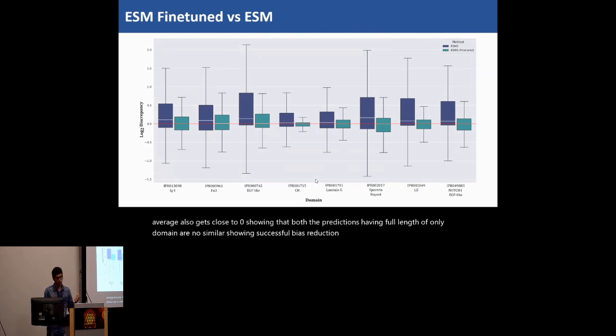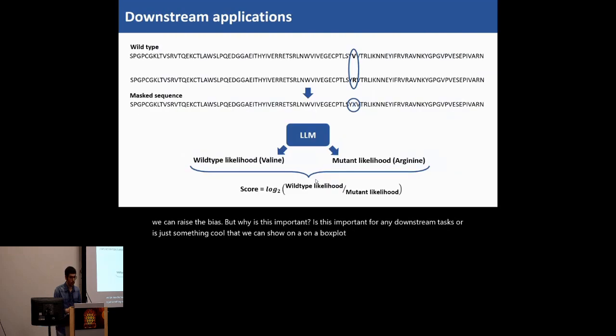But of course, here I'm showing that we can reduce the bias, but why is this important? Is this important for any downstream tasks, or is it just something cool that we can show on a box plot? So for the downstream application that we are looking at, variant effect prediction, we're using a very simple approach, zero-shot inference, in which we have the wild-type sequence and the mutated sequence, we mask the position, and then we just use as a score the log2 of the ratio of the likelihood of the wild-type and the mutant. And this is a similar approach that has been used before with ESM and AlphaMissense, so we use this approach as part of their pipeline.